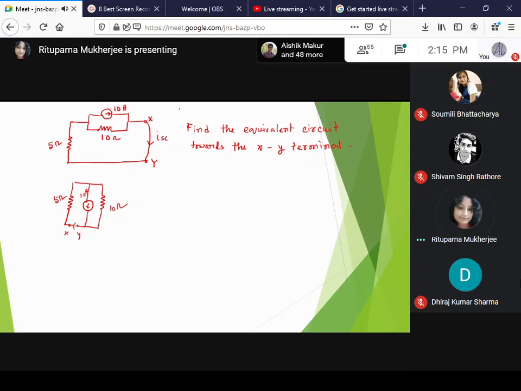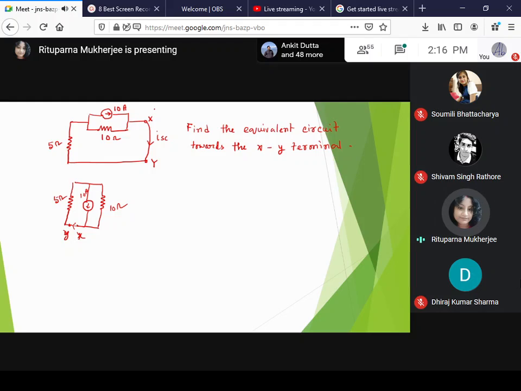Right? I'm just rotating the circuit clockwise. So this 5 ohm is parallelly connected to 10 ohm and the 10 ampere source. I'm just connecting it in parallel and replacing the node. Sorry, this one is X and this one is Y. Is it clear to you?